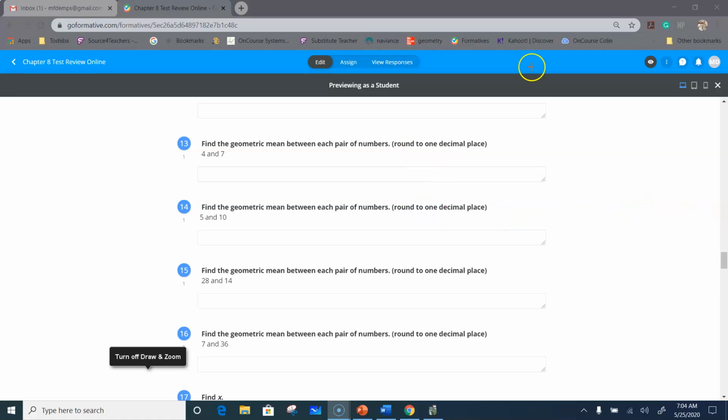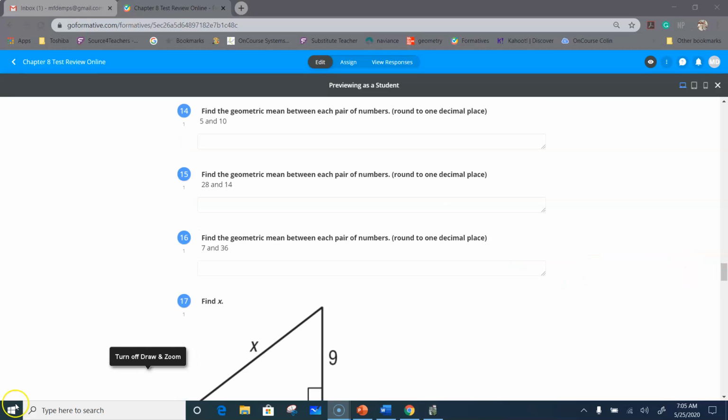Okay, so 28 times 14, pretty big number, but I'm just going to take the square root of that. 28 times 14, and I believe that that's 19.8. And last one, we multiply 7 times 36. We'll take the square root of that, and I think we find that to be 15.9.